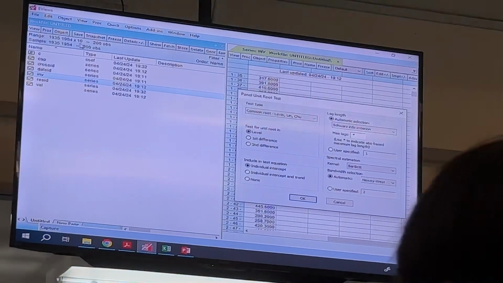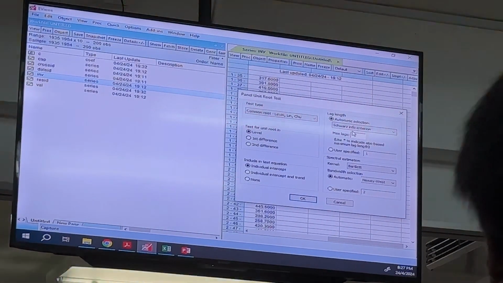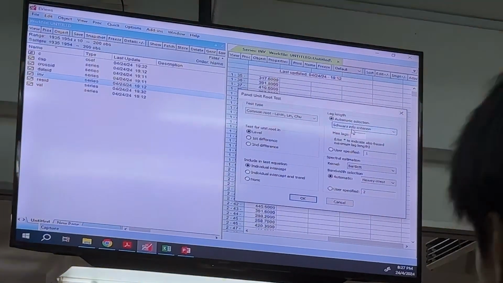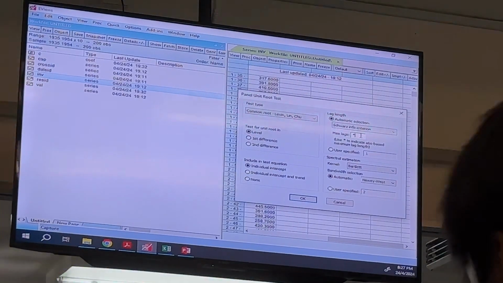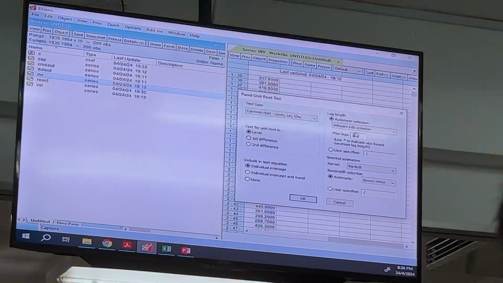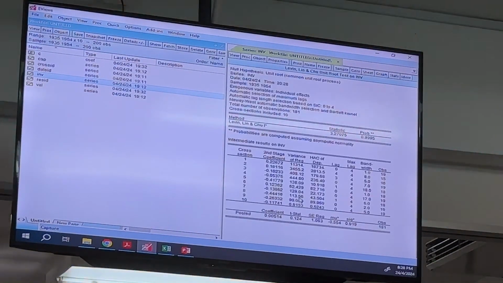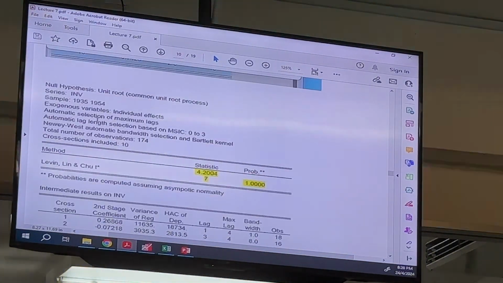Again, my time series only has 10 observations, and I have 10 firms, so it's quite small. That's why I use the Schwarz information criterion, based on the maximum lag calculated from my observation time only. So I use the maximum lag as default, and I use the calculator to calculate the maximum lag. Then you click OK. Once you click OK, you can see my result. Our result has investment as the dependent variable.